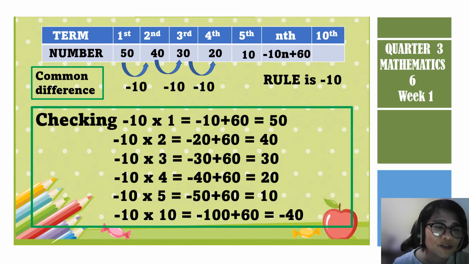Ngayon, using the rule negative 10n plus 60, magagamit na natin ito para mahanap natin ang pang-10th term ng mabilisan. So, using the formula, negative 10 times 10 is equal to negative 100. Plus 60, o unlike sign pa rin sila, subtract na lang natin. 100 minus 60 is 40. Negative siya kasi yung 100 ang mas malaki, doon tayo kukuha ng sign sa sagot. Kaya our answer is negative 40. Ang pang-10th term, gamit ang formula negative 10n plus 60, is negative 40.